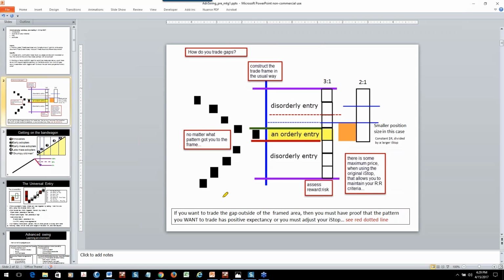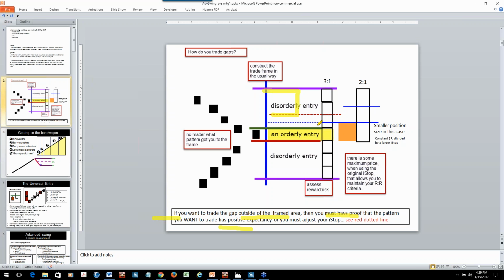So that's what I mean when I say, if you want to trade the gap outside of the framed area, and that's from this red dotted line and above, you must have proof that the pattern you want to trade has positive expectancy. In my opinion, though, you can trade in this orange area.